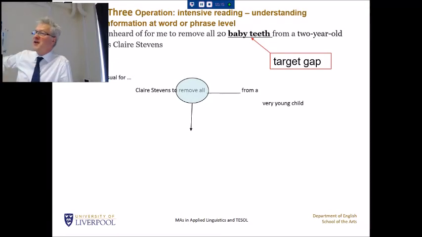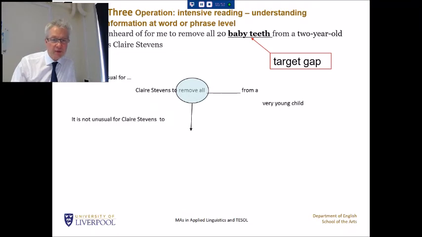So what can we do? Synonyms for remove. Get rid of. Get rid of. Yeah, you're laughing because it's rather colloquial, rather informal, and doesn't quite match with the tone of this. So we couldn't use get rid of, although it has the right meaning, but the wrong sense, really. Take out. Take out's probably the best one, so let's have a look. It's not unusual for Claire Stevens to take out or extract.